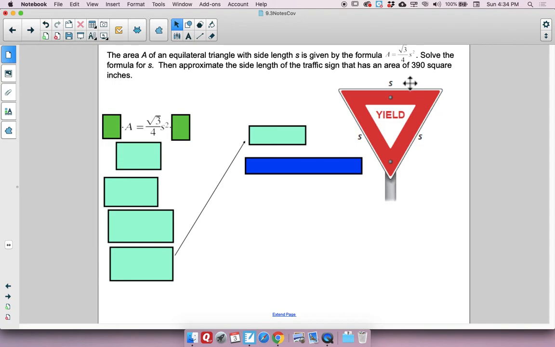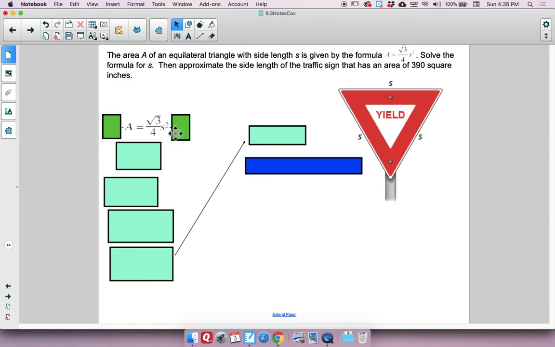Okay. Solve the formula for S, then approximate the side length of the traffic sign that has an area of 390 square inches. So there's 2 parts to this. First, we need to solve for S just with the formula here. So we need to get S by itself. So what are we going to do? All right, give it a shot.